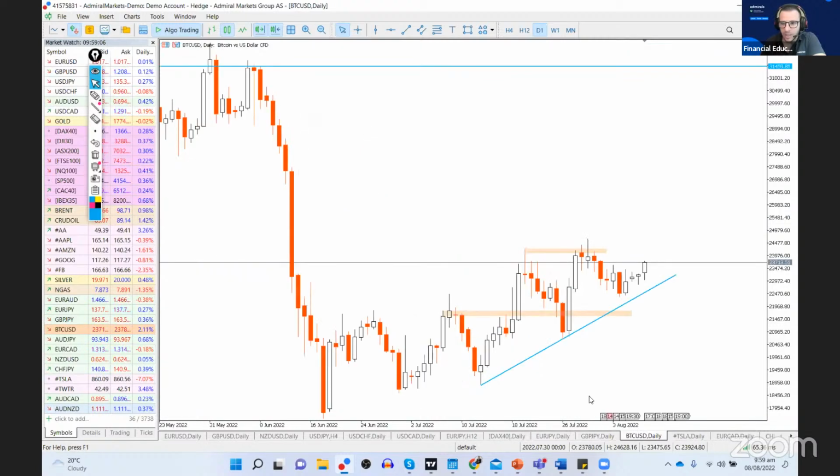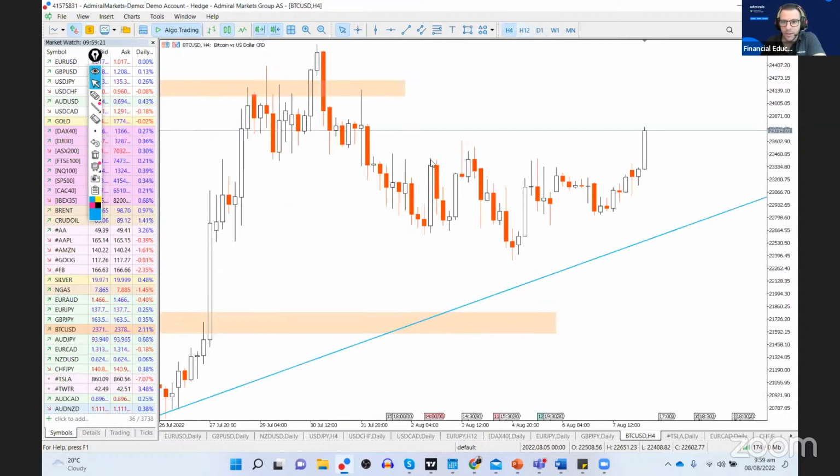Let's have a look at Bitcoin. Consistently, the bears look like they are not in control. We had 1, 2, 3, that's the 4th day we close higher. So still bullish on this market.